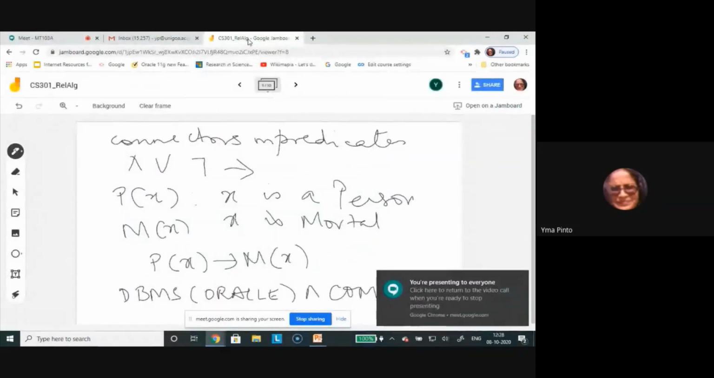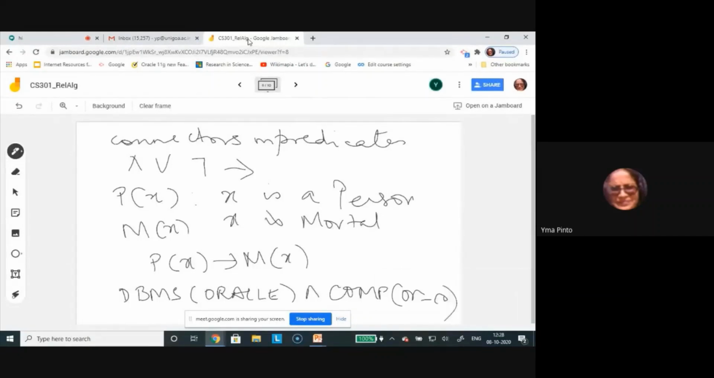How would I interpret that statement? DBMS, Oracle, and company. I would interpret the statement as Oracle is a DBMS and the company that manufactures Oracle is Oracle Corporation. That's how I would interpret it.